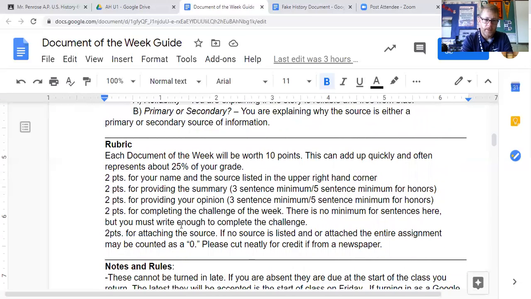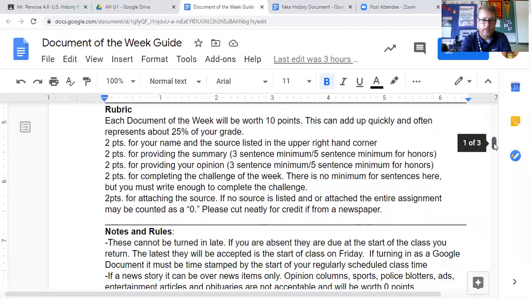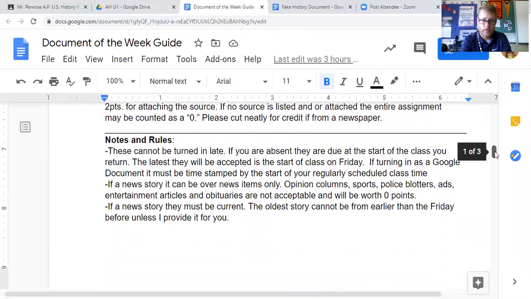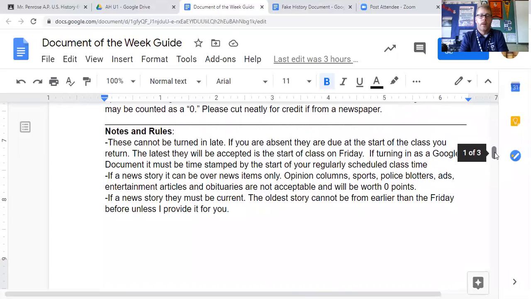This is the rubric. It explains how it is graded. This form is attached, not just this video, so you can look at it at any time. There's no real trick to this, but these are the things. It's worth 10 points, and these are the things you can lose points for or earn points for.